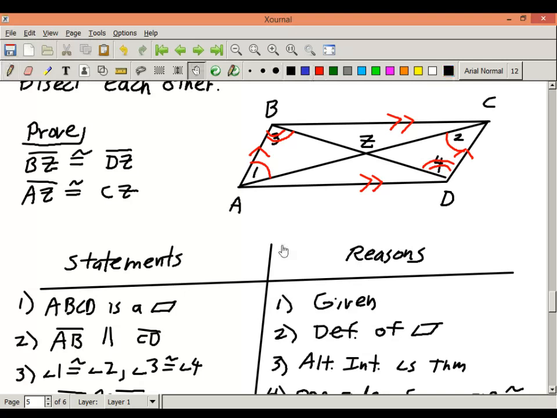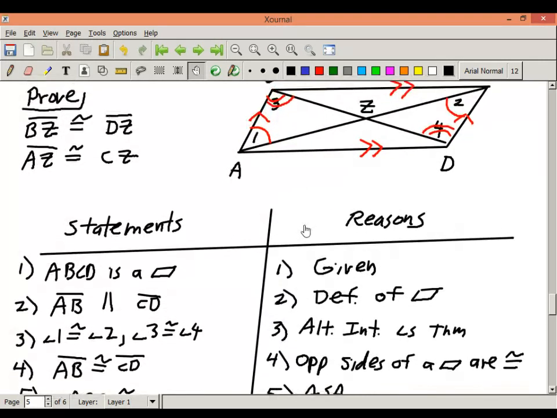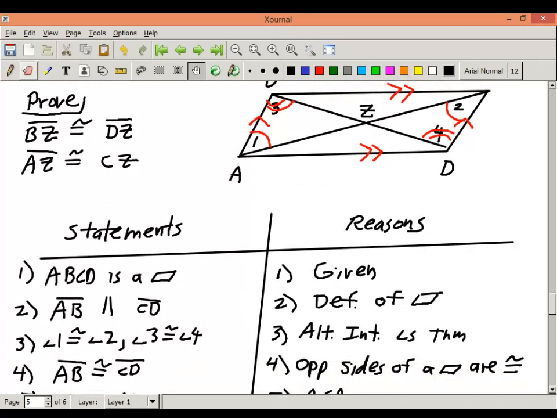Okay, next step in our proof. Segment AB is congruent to CD. So the left and right sides are congruent. It's because opposite sides of a parallelogram are congruent. We had that just a few minutes ago.